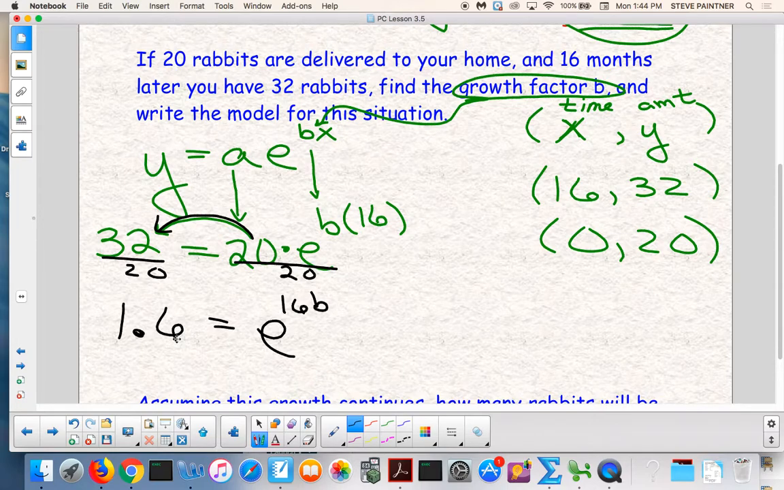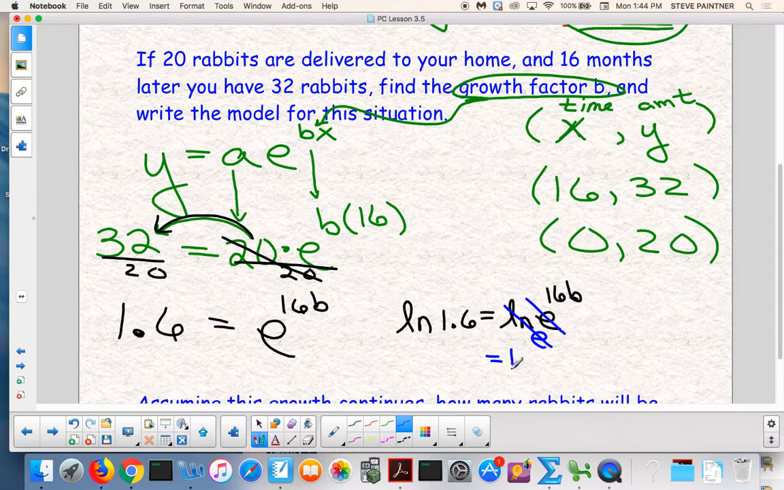I'm isolating my base. I'm taking the natural log of both sides, crossing out my bases that are the same. So I get 16b equals what? Natural log of 1.6. Divide by what? 16.